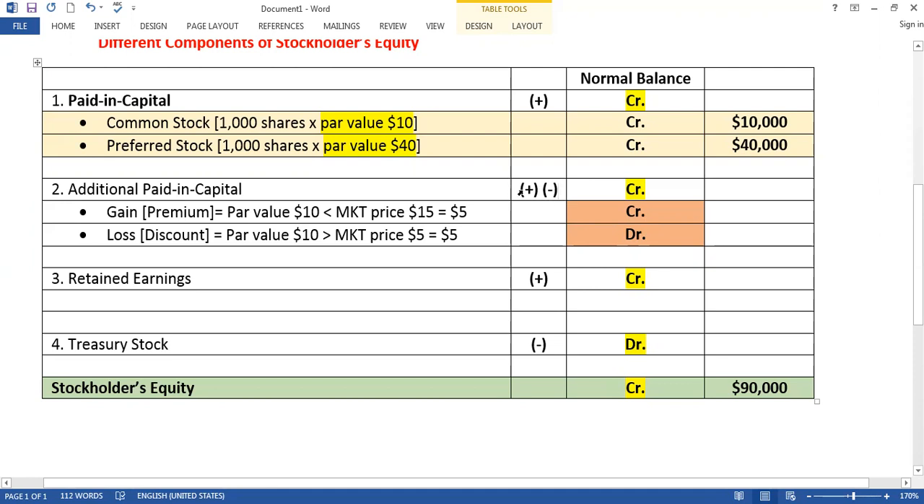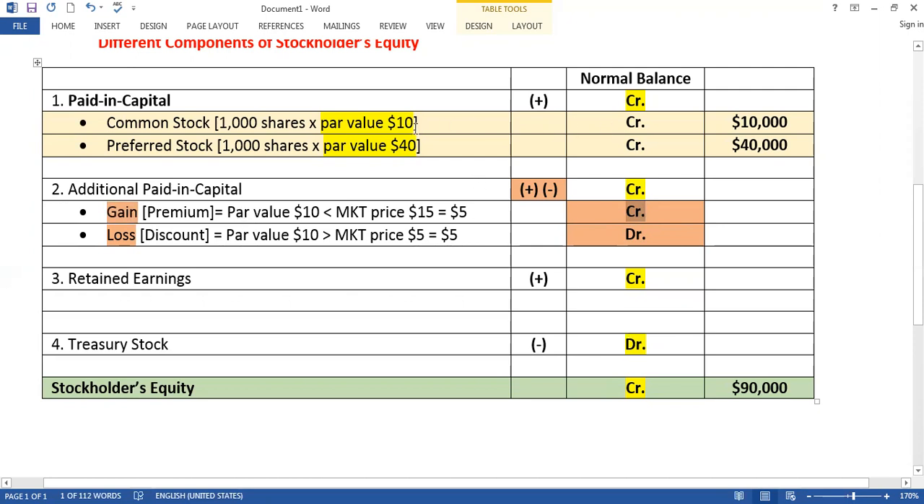So additional paid in capital, look here, is sometimes debit and sometimes credit. When we have a loss, additional paid in capital is debit. If we have a gain, then additional paid in capital is credit. Clear?